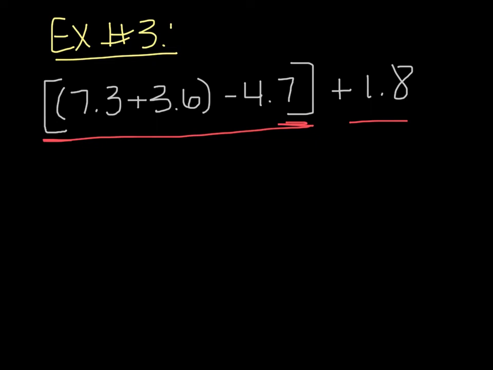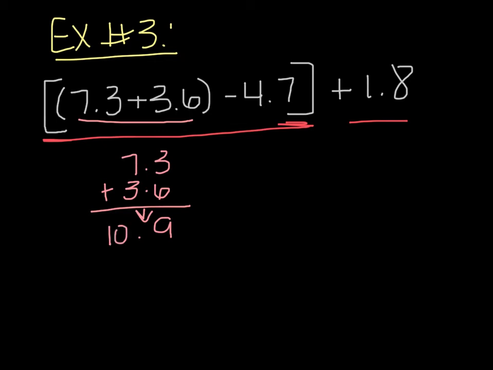So we still do 7 and 3/10 plus 3 and 6/10 first, because that's in parentheses. So I'm going to do that down here. I'm going to line them up. Remember, when you add, you have to line up decimals, bring it straight down, and then add. 3 plus 6 is 9. 7 plus 3 is 10. So we have 10 and 9/10.